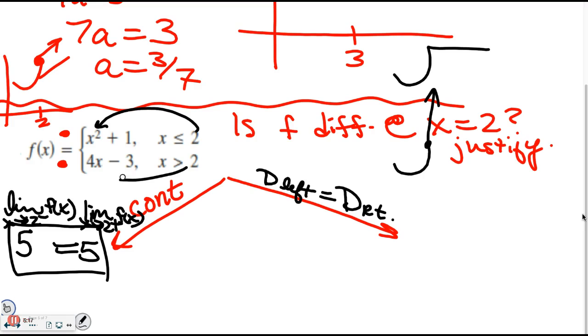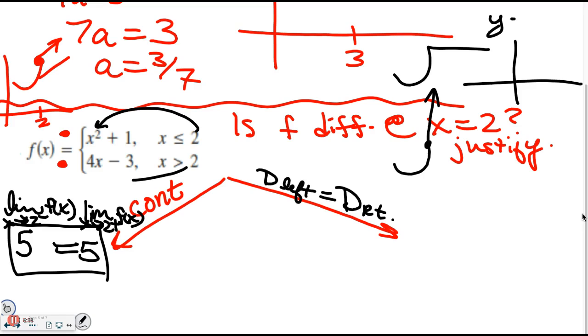The derivative from the left would be power rule, right? 2x. Easy peasy. The derivative of any constant is 1. It's just making sure you're not just nodding at me. The derivative of any constant is 0. Thank you. And understand why.